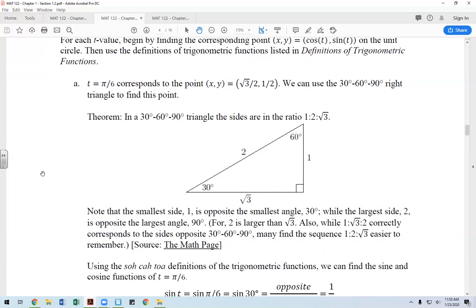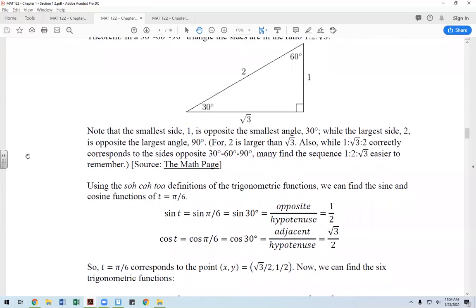But the side opposite to 30 degrees is going to be the shortest one, so that's 1. The 90 degrees is the largest angle, which means the side opposite to it would be the longest side, which will be your 2. And then, of course, across from 60 degrees is going to be square root of 3. So this is where I'm saying this triangle will really come in handy if you remember those ratios, because then you can use the SOHCAHTOA concept to help you come up with the ratios for your sine, cosine, and tangent.